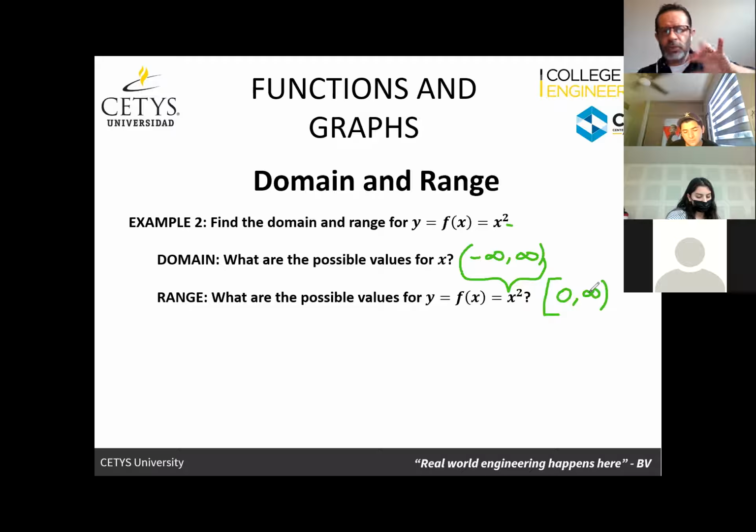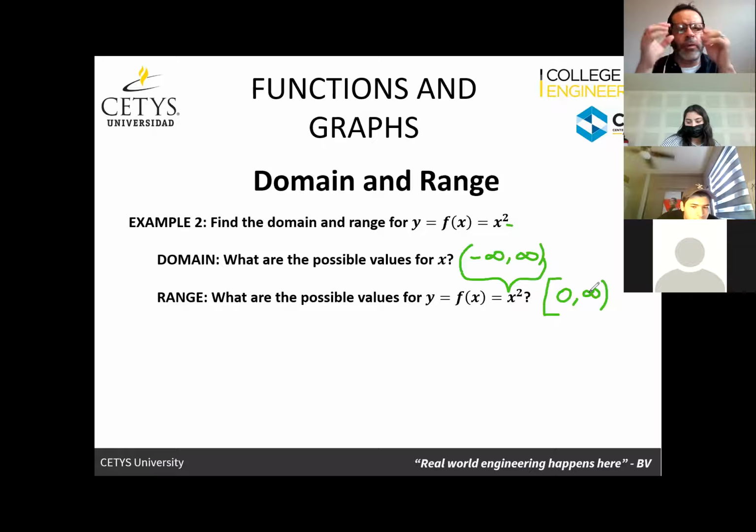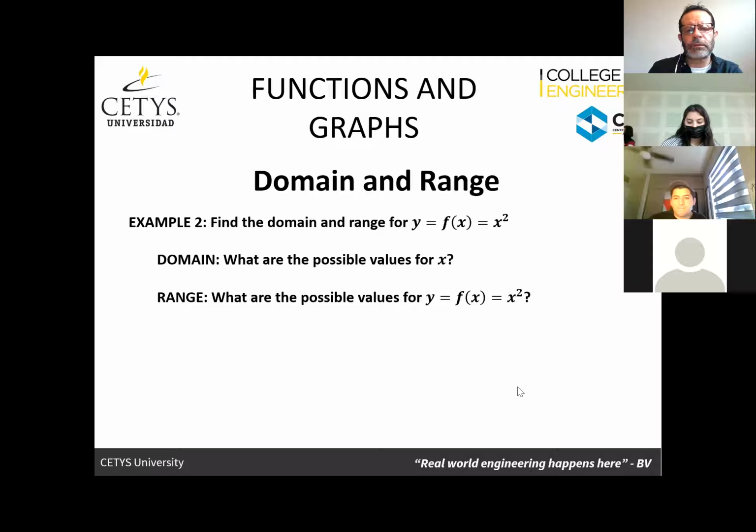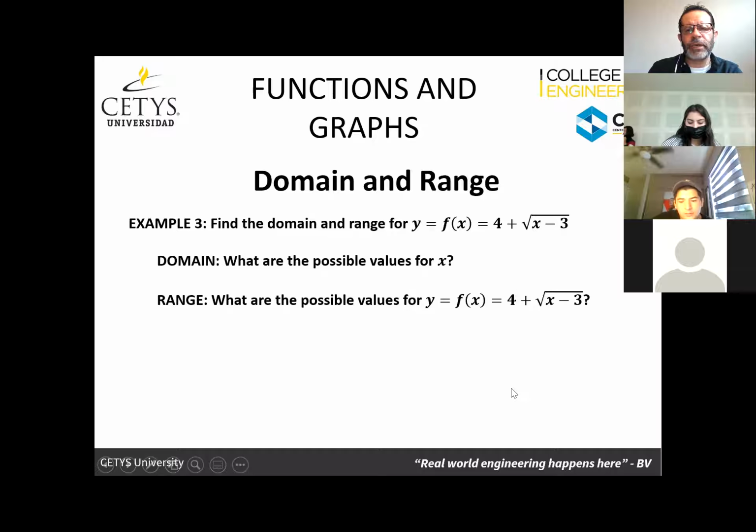For the range, we're going to have to do a little bit of analysis. We haven't seen graphs and plots yet, but we can do the analysis by substituting some values of the domain. Okay. Questions with this one? Are we okay up to this point? Okay. Let's go on to another one. Remember, if you have any questions, just open your mic or raise your hand.